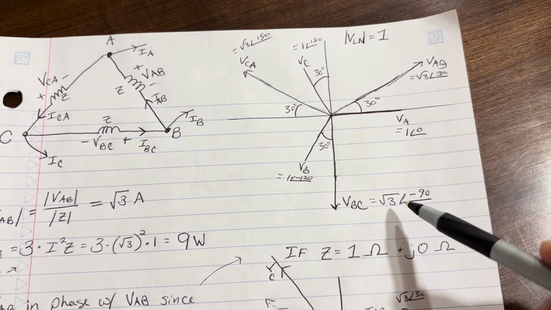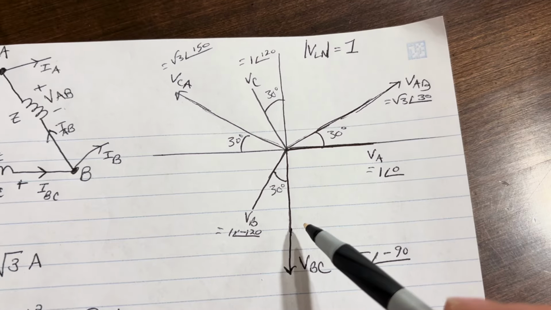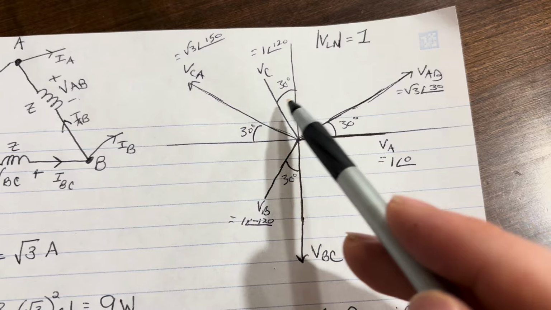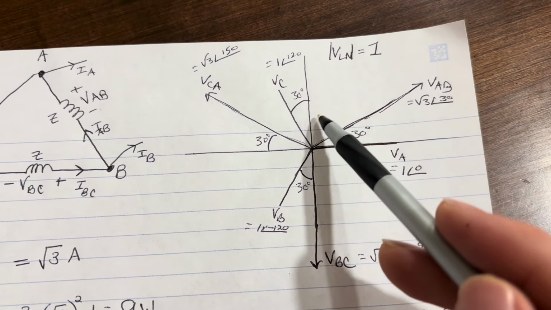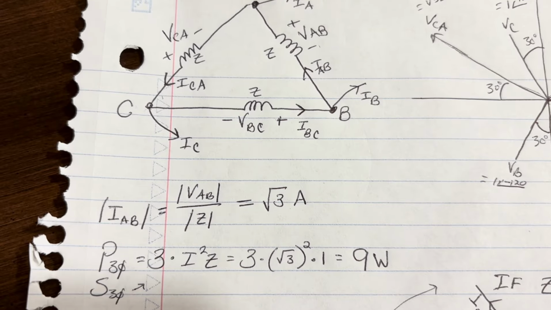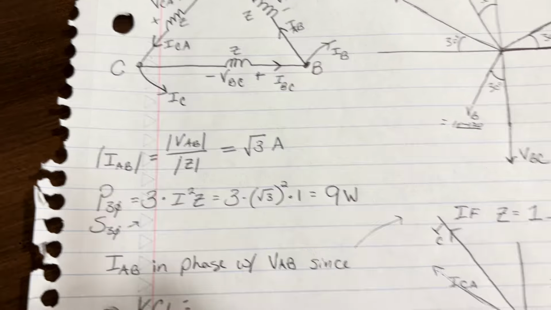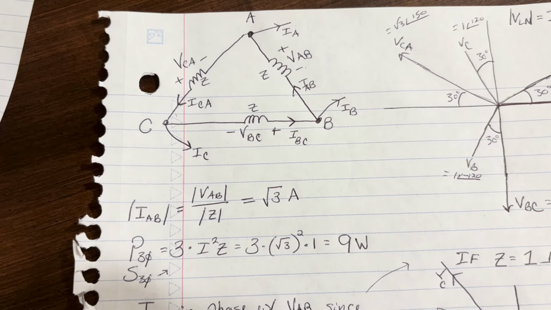Square root of 3 at an angle of minus 90. So look at all these. We have VAB, VCA, VBC, VABC. Okay, soak that all in. Now, what is our current magnitudes?